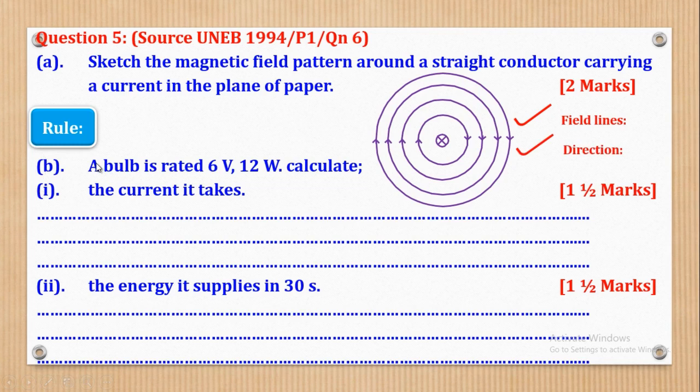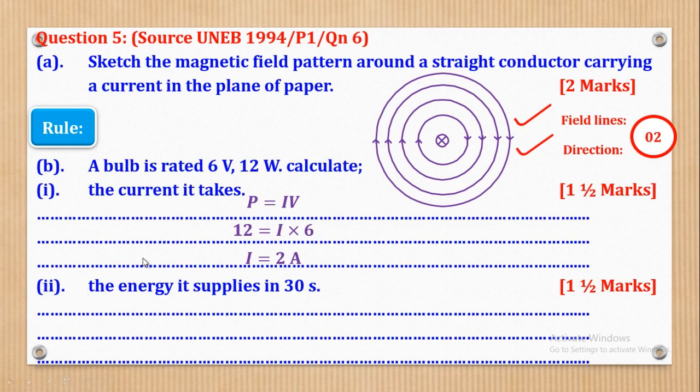Now we shall go to part B. Part B says that a bulb is rated 6 volts, 12 watts. Calculate, Roman 1, the current it takes. So current it takes, we know that power is equal to IV. This P denotes power, I denotes current, and V denotes voltage. We know that power is 12 watts and voltage is 6. So when I substitute, I remain with I as unknown. So when I make I the subject, I'll come up with I being equal to 2 amperes. Basically, that's the current they wanted.